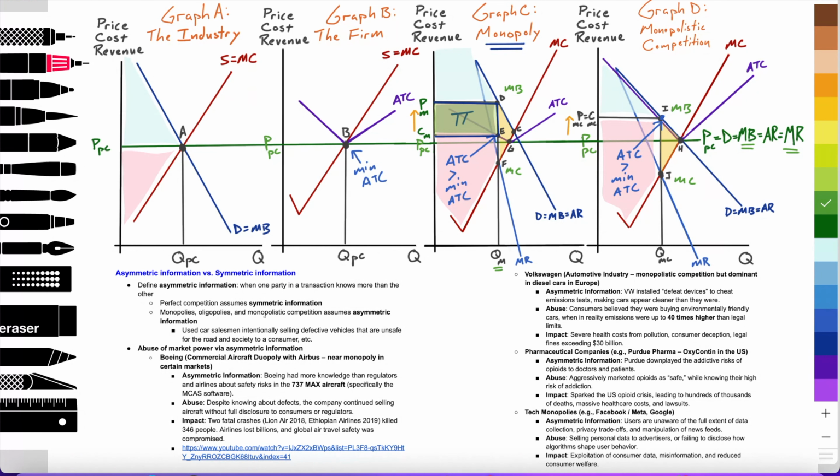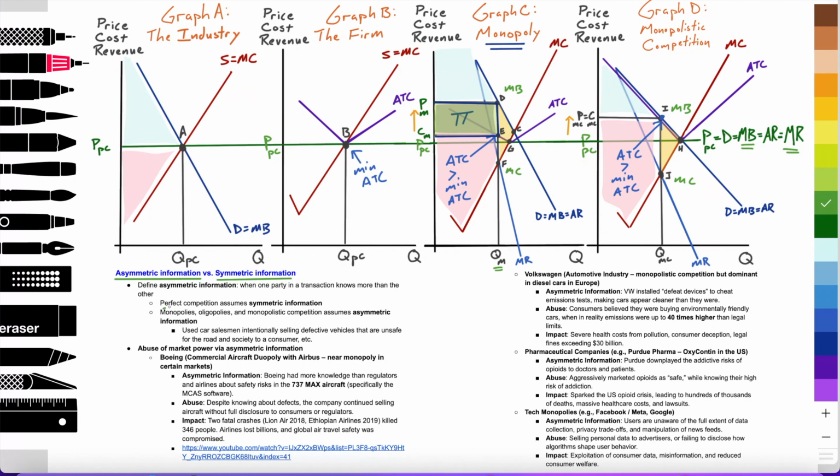To balance the positive with the negative, we're going to now look at asymmetric information versus symmetric information. So if you haven't done so on your paper exam, you want to define what that is. Asymmetric information is essentially when one party in a transaction knows more than the other. They have more information about the good or service or resource than the other party, and they're able to exploit that advantage in that transaction.